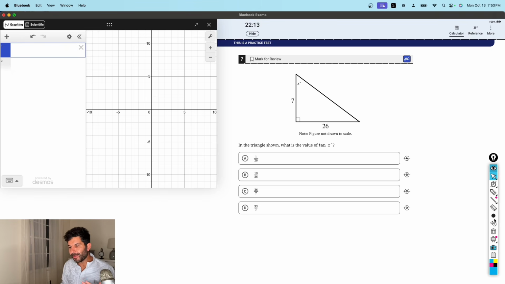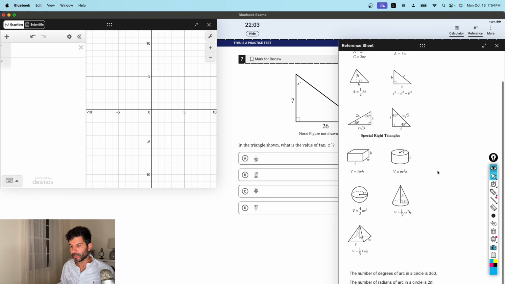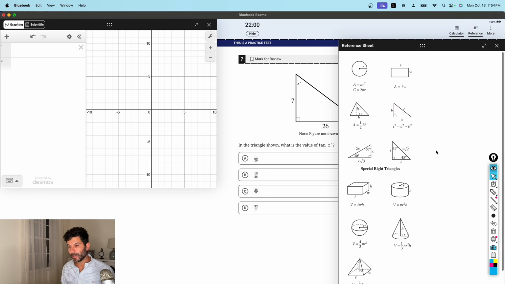So one thing that you have to memorize, you're not going to find this on the formula sheet, which, by the way, at this point, let's just take a quick look. If you scroll up here to reference, you'll get the formulas that the College Board gives you on the PSAT.